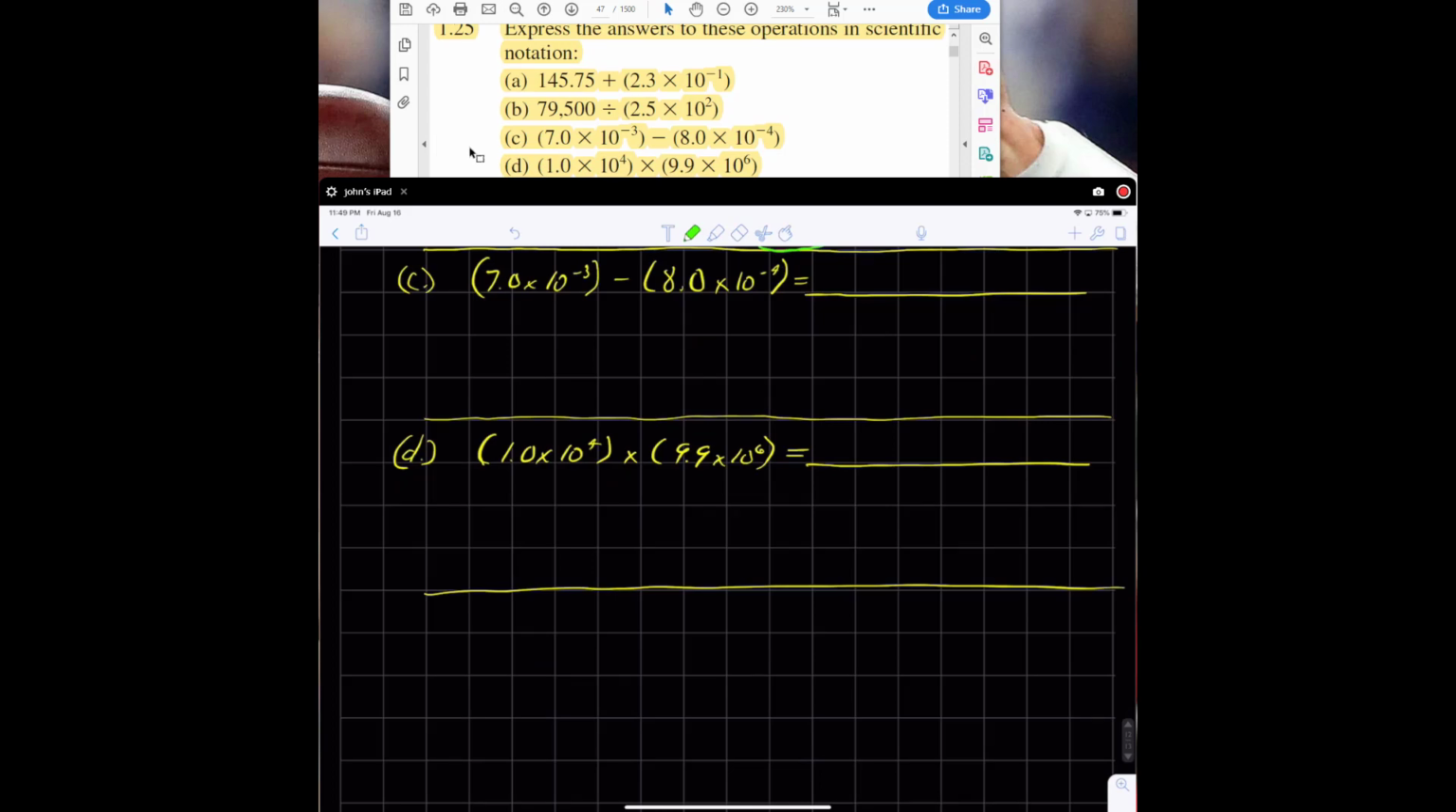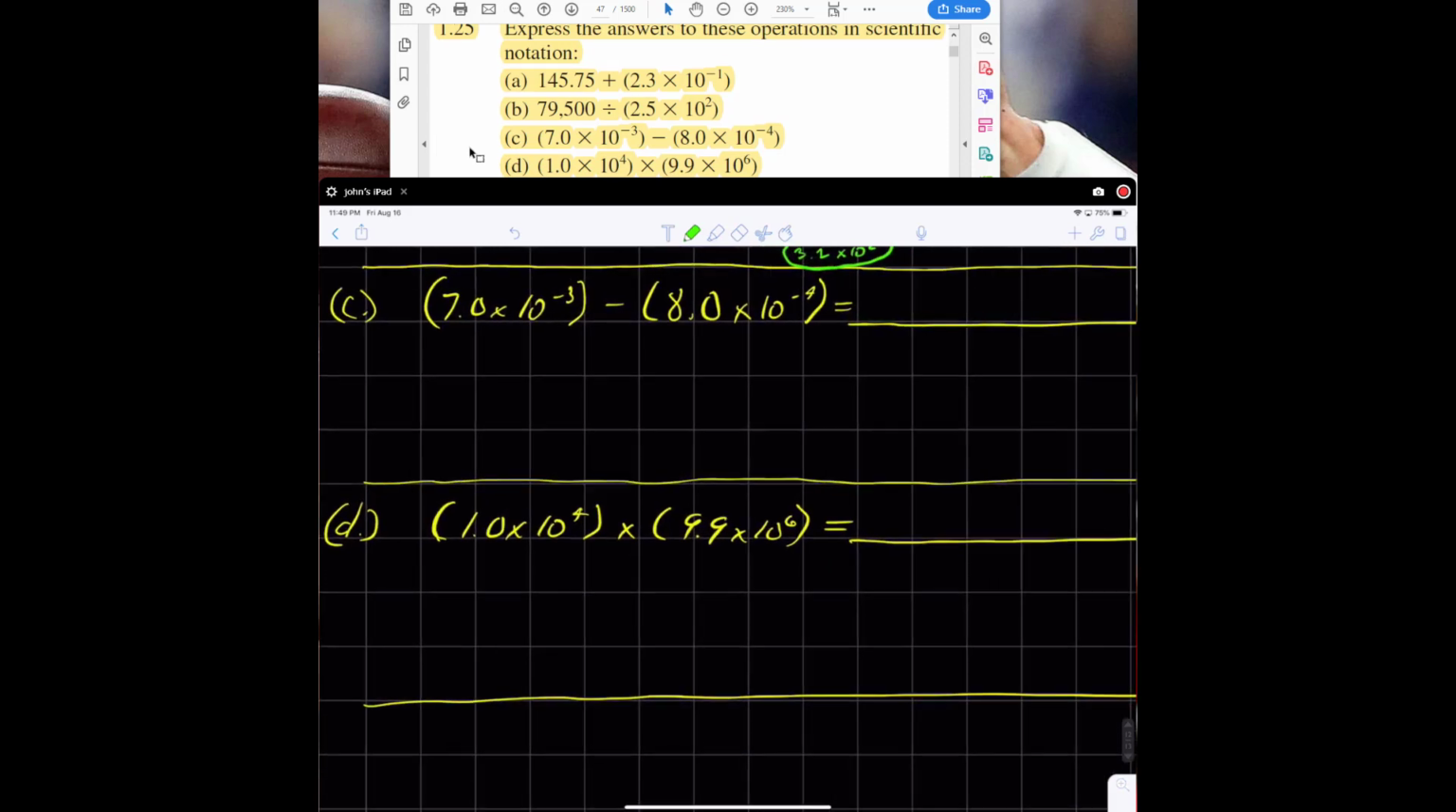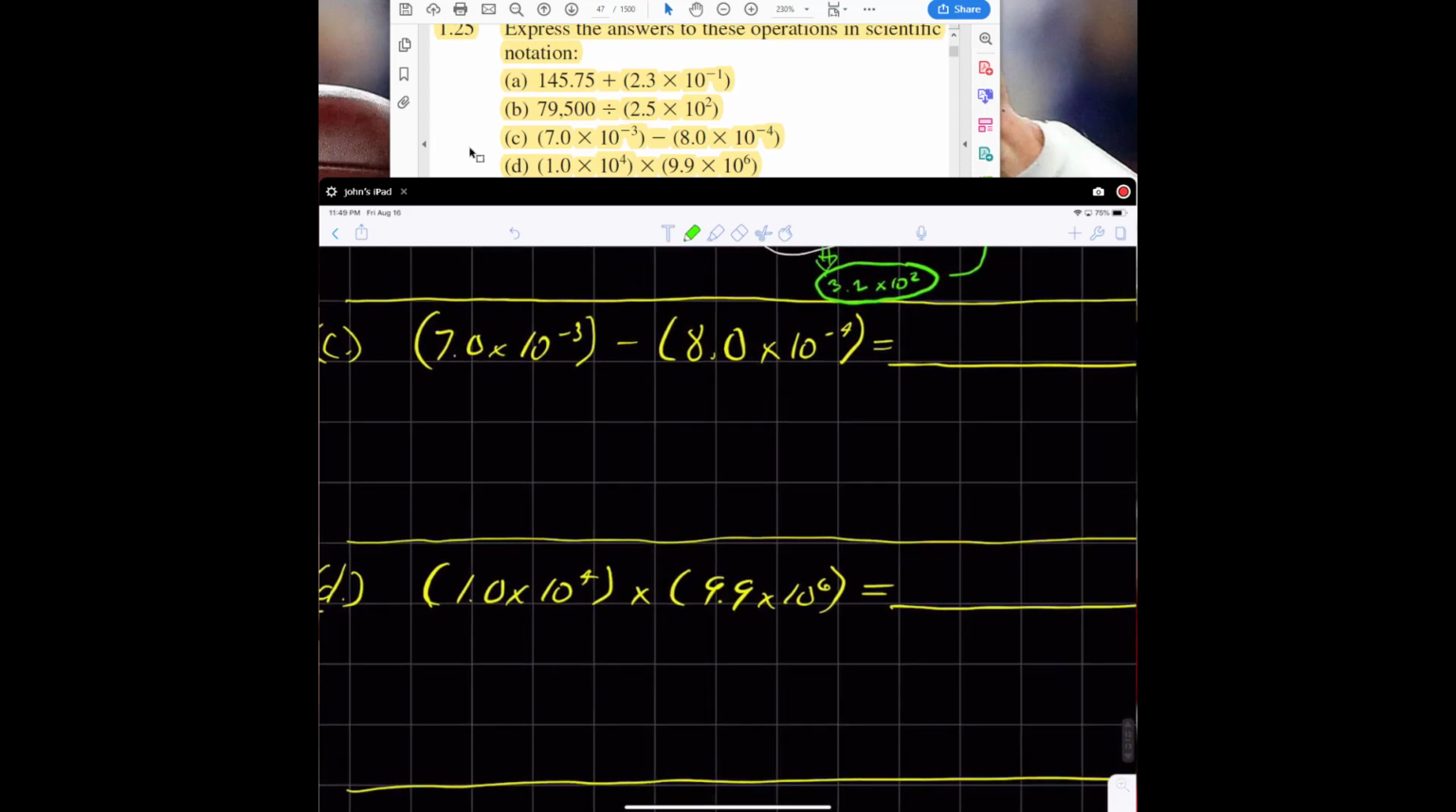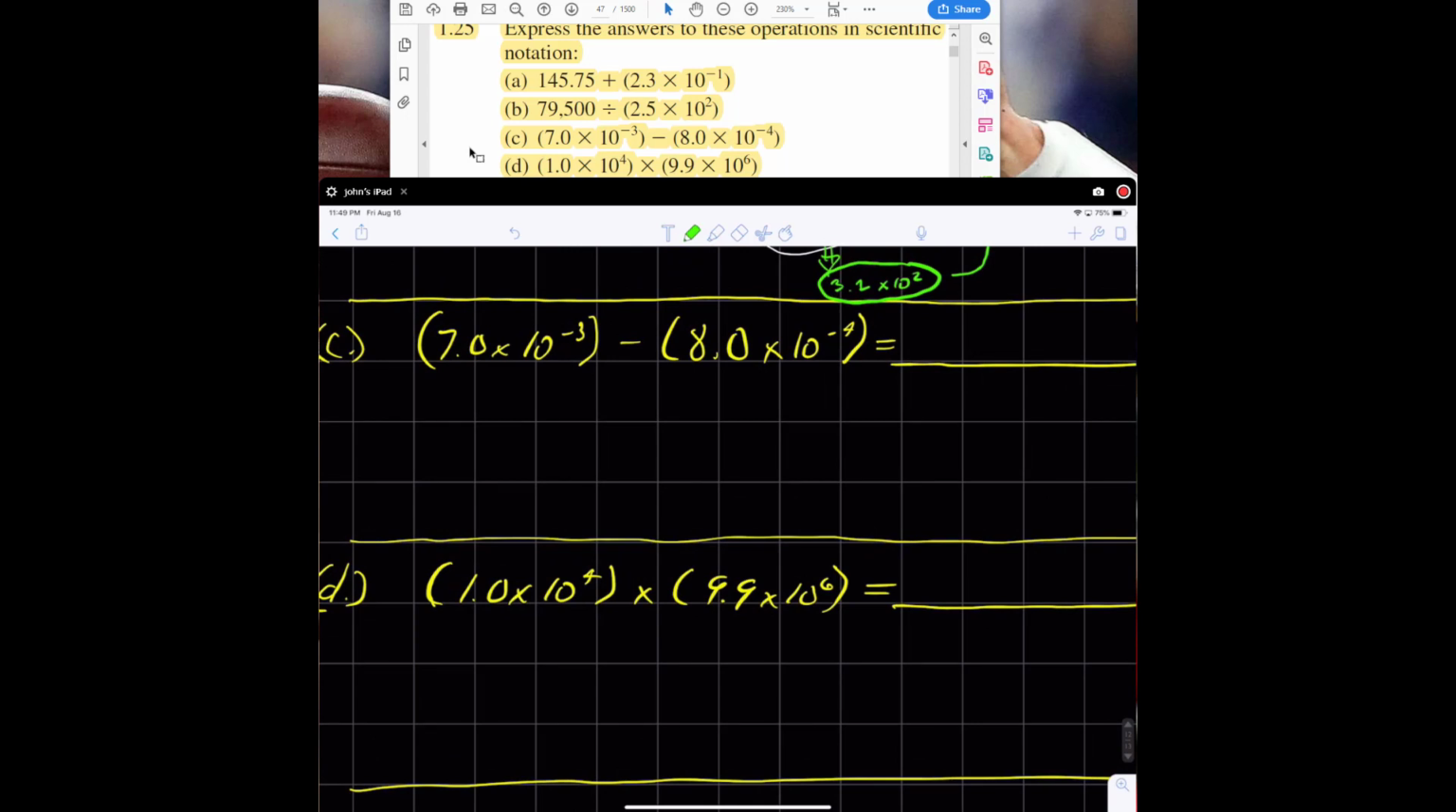Alright, part C. 7.0 times 10 to the minus 3 power minus 8.0 times 10 to the negative 4 power.